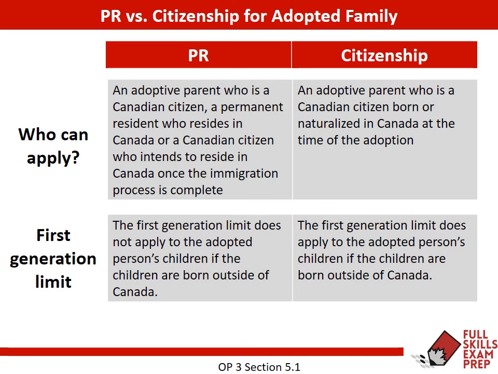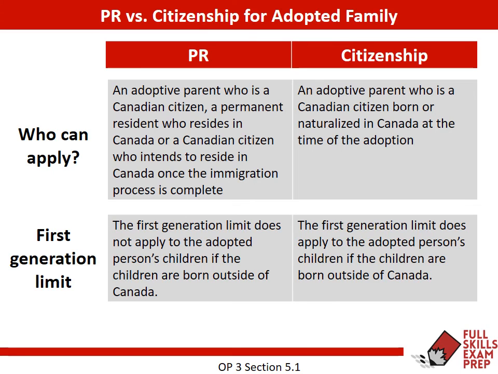Okay, so for permanent residency, a parent who is adopting a child from a different country, if that parent is a citizen or a permanent resident who's living in Canada, or a citizen who lives abroad but will live in Canada when the immigration process is complete, then that person can help his or her adopted child obtain permanent residency.